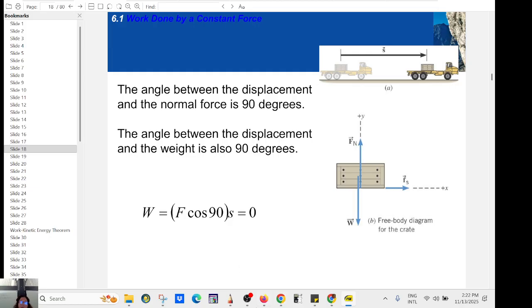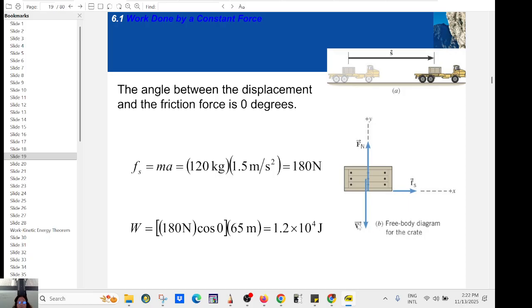So here they make it a little bit complicated, but the work done by the weight equals 0. And then the work done by the friction. This is the static friction, that will be the unbalanced force applied. So the work done is force times displacement, which, and they use scientific notation, is 1.2 times 10 to the 4 joules. This is the amount by which the energy of motion will increase.